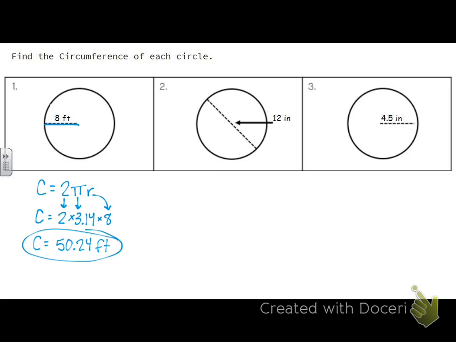Alright, number 2. This one is a little bit different. I'm going to stick with my formula from earlier, C equals 2 pi r. But in this problem, I'm not given the radius, I'm given the diameter. So 12 goes all the way from one outer edge through the center to the other outer edge, so by definition, that is our diameter. I'm going to label that diameter. Now to find my radius, I have to cut my diameter in half, or divide it by 2. So 12 divided by 2 is 6. So my radius would be 6 inches.